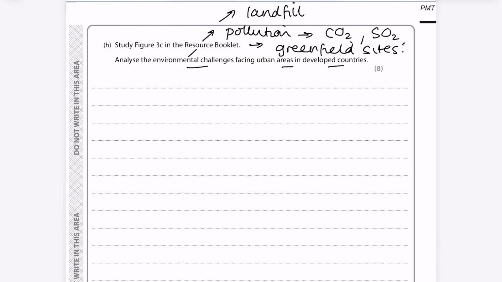So we're going to start with a generic point stating that there are a range of environmental challenges facing urban environments in developed countries, which include air pollution, waste disposal, energy use, and lack of green space. And that's always going to be the good place to start, because these really are mini essays, and the wording of the question is analyse the environmental challenges.